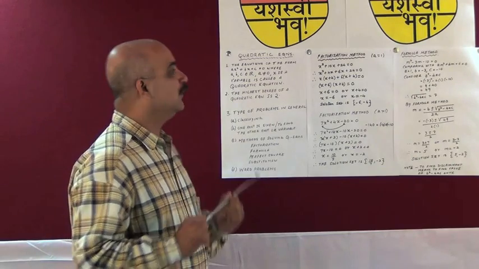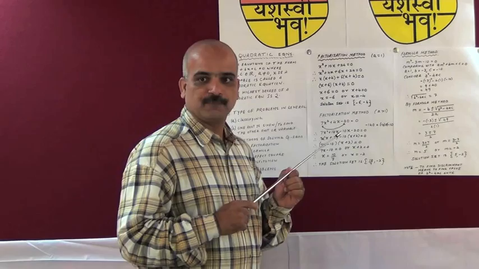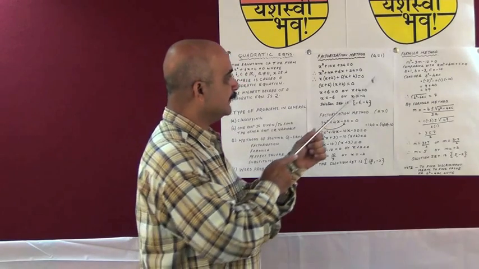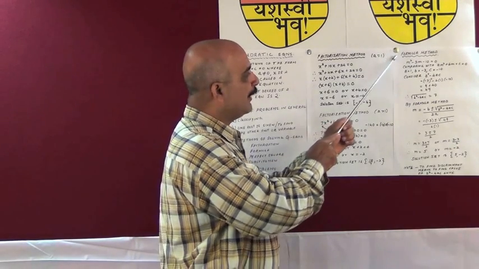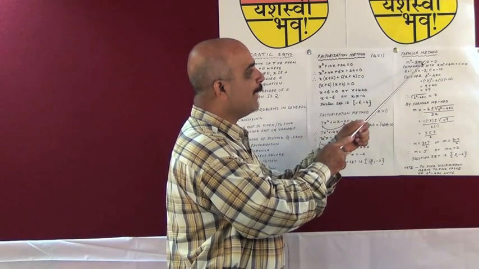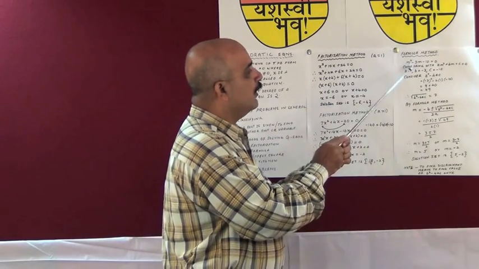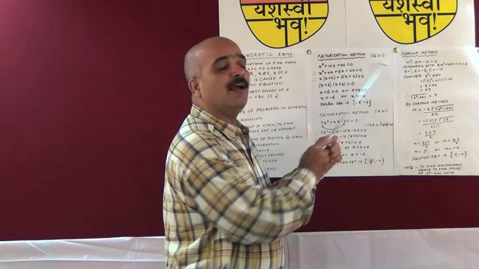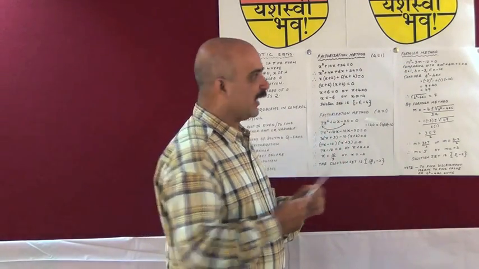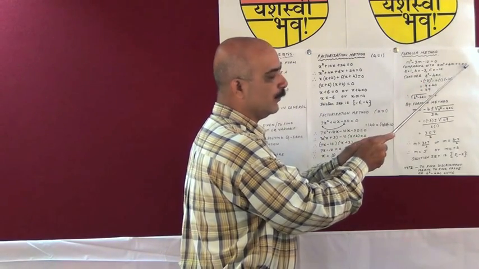We are talking about the second method, that is the formula method now. So students, please see here. Formula method: for a quadratic equation, m square minus 3m minus 10 equal to 0. Let us compare it with the general form of quadratic equation, am square plus bm plus c equal to 0.